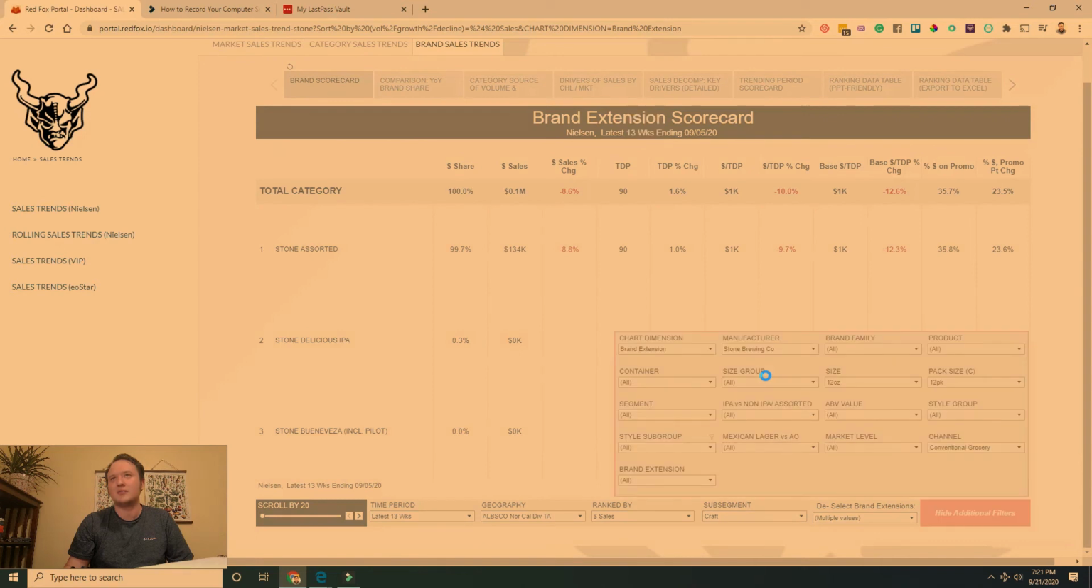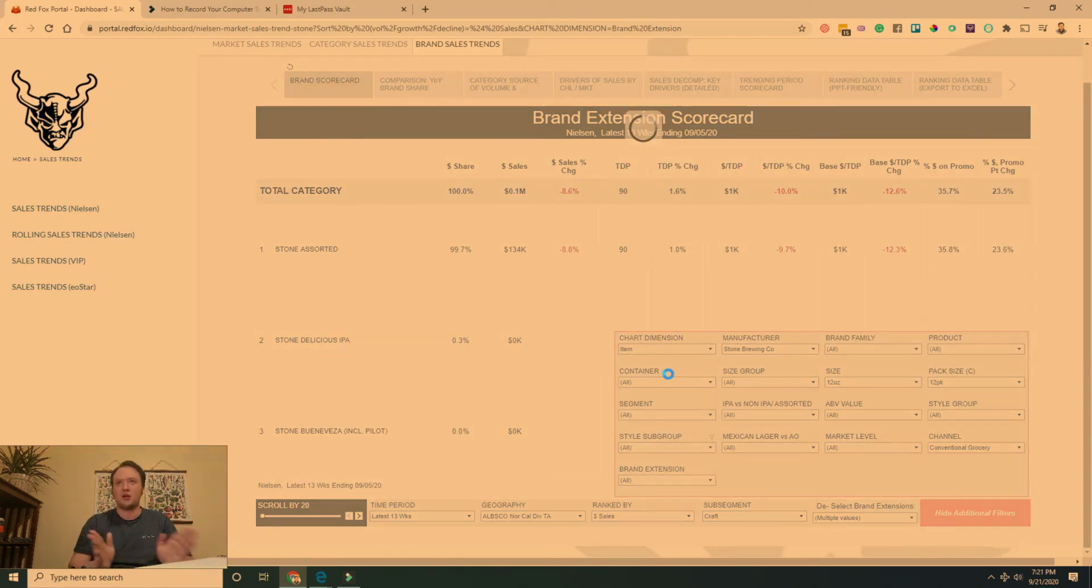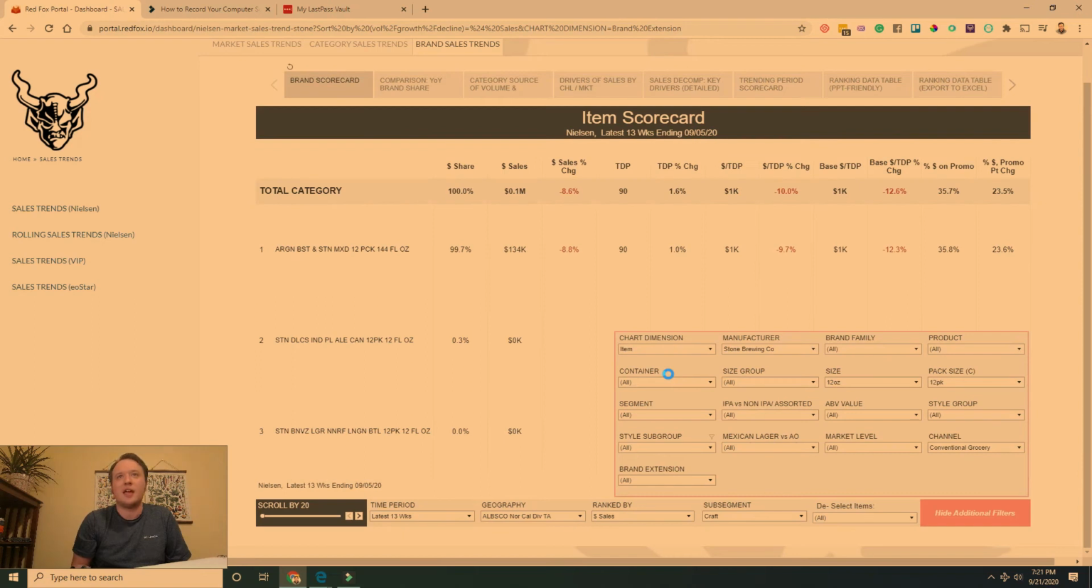Well, okay, so let's go a little bit more granular. Instead of looking at the brand level, let's look at the item level. And so we're going to break apart that Stone Assorted. And there it is. There's our item. It's in fact one item. It's a power SKU, if you would, that is accounting for all of these sales. What else is going on with it? We can see that sales are down. Well, that's not very good. I wonder what's causing that.